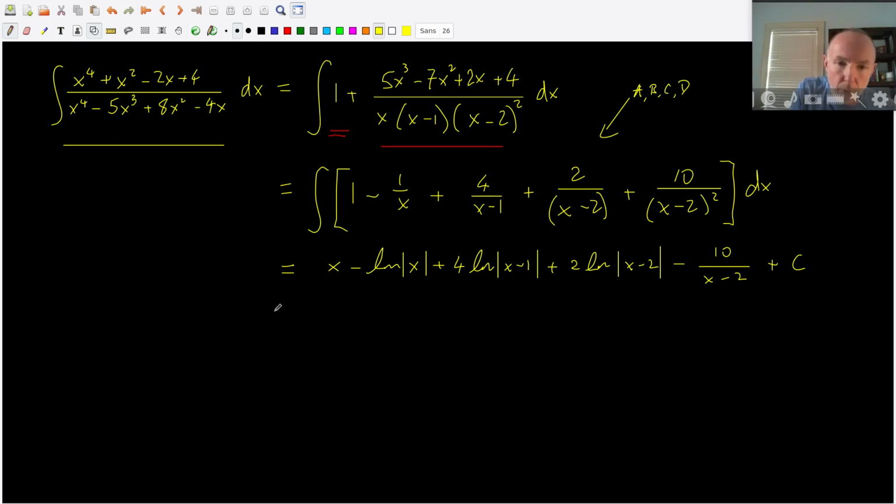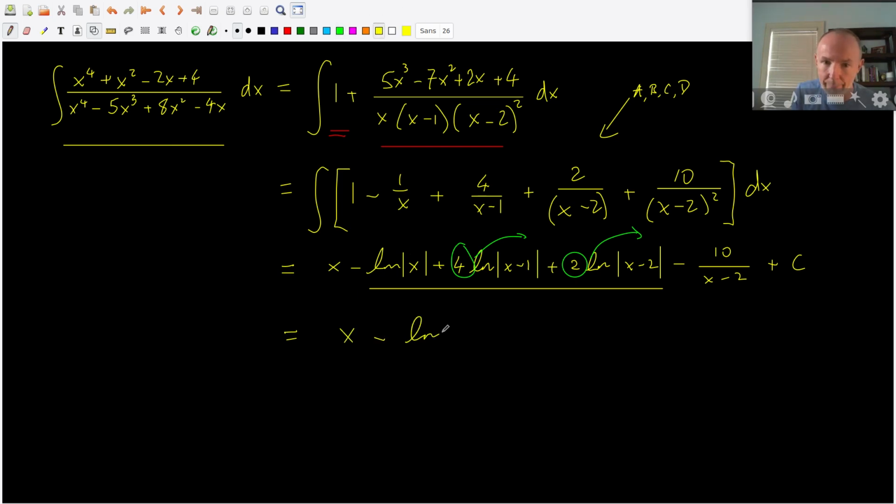You can actually use the log laws to simplify it maybe a little bit, because looking at these three, I can kind of combine them because I can take the 4 here. I can treat the minus 1 as a power, but I can take the 4 up as a power. I can take the 2 up as a power. So I could write this total thing as x minus the natural log of, well, on the top I'm going to get an x minus 1, it's the power of 4. I'm going to get an x minus 2.